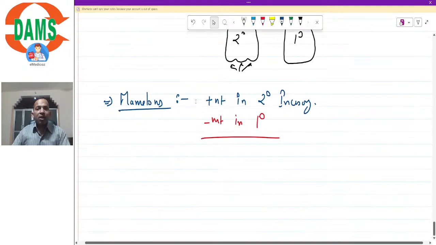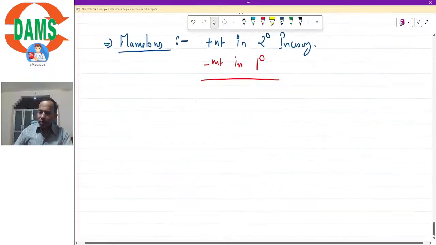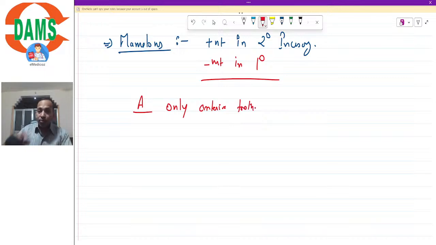Now this was about the incisors. The rest of the things are more or less similar. But one difference that we must remember is the upper primary central incisor. This is the only anterior tooth in both primary and permanent.